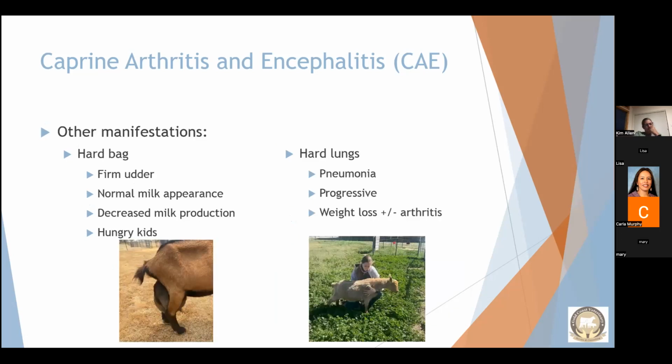There are 2 other manifestations that we'll see. One is called hard bag, which is a firm udder, kind of a mastitis, but they'll have normal appearing milk, with decreased milk production. You might see hungry kids because they're not getting a lot of milk through that mammary gland. There is also hard lungs, which is a pneumonia that can be progressive. They might also have weight loss and or arthritis too, but may not.